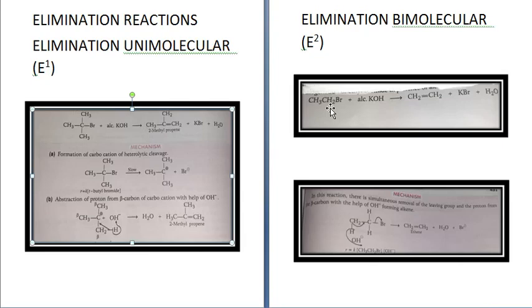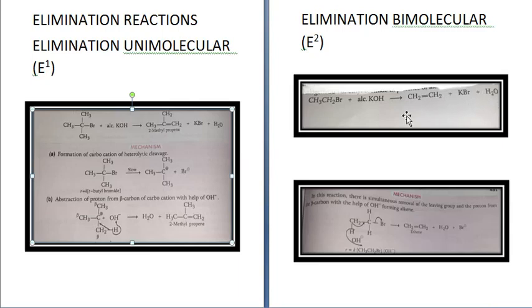Now ethyl bromide, when it reacts with alcoholic KOH, loses one hydrogen and bromide. That is why dehydrohalogenation, de means removal, hydro for hydrogen and halogen for bromide. So from this carbon it loses bromide, and from this it loses hydrogen. So in between these two carbons, instead of a single bond, now there is a double bond. So CH2 double bond CH2 plus KBr plus H2O.